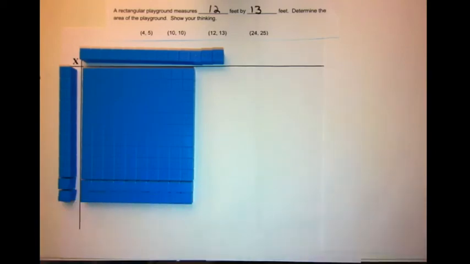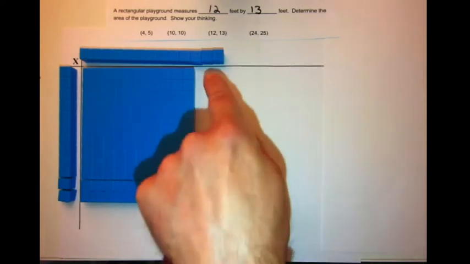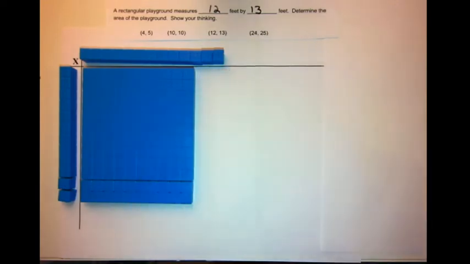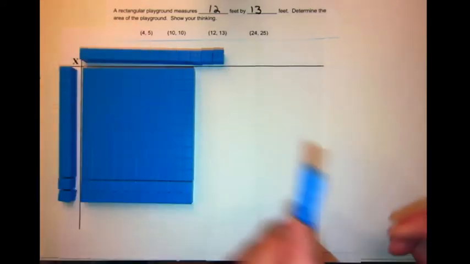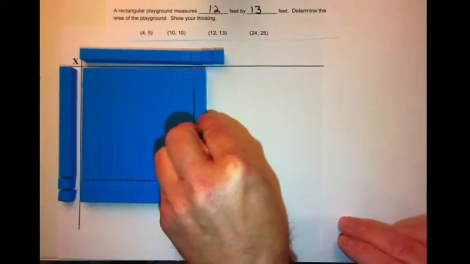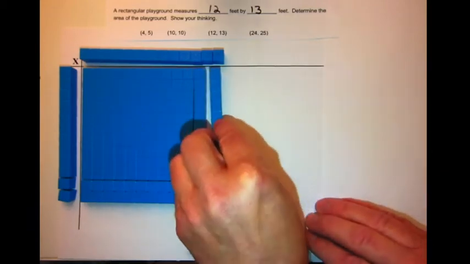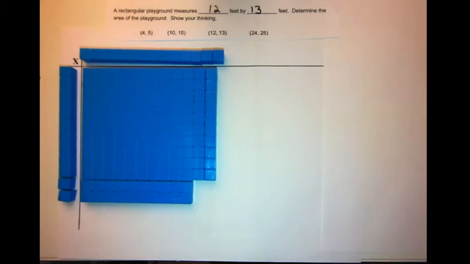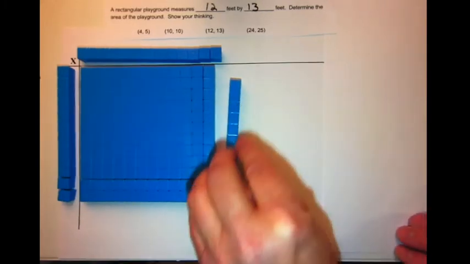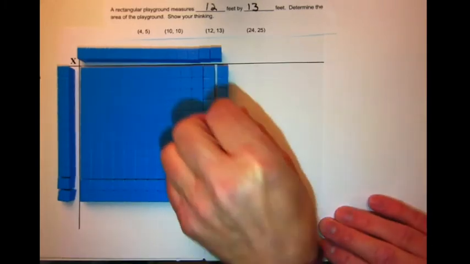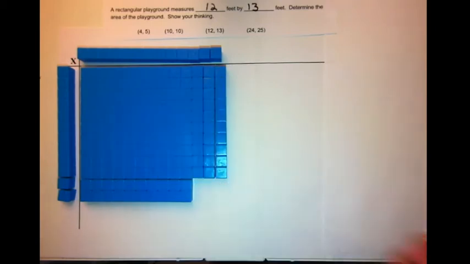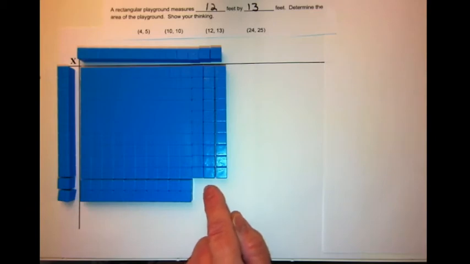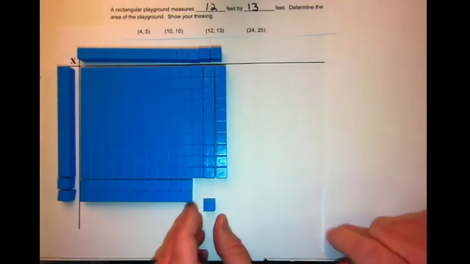So I'll build up that area. I need to look over here. I've got 3 units by 10 units down. So I'm going to use tens pieces. 1, 2, 3. And then here, I can't put any tens pieces, so I'm going to have to use my units pieces in here and fill in that area.